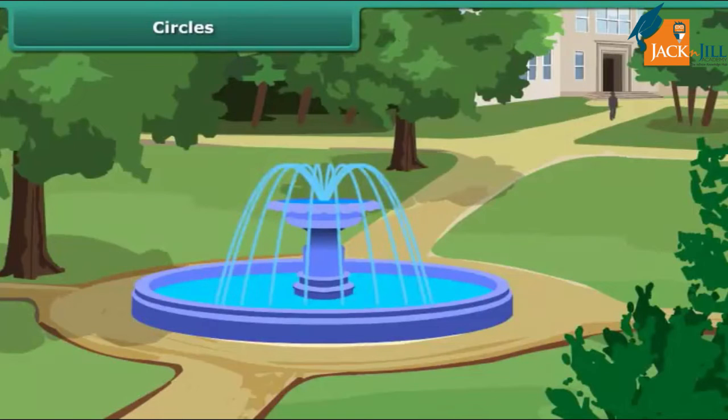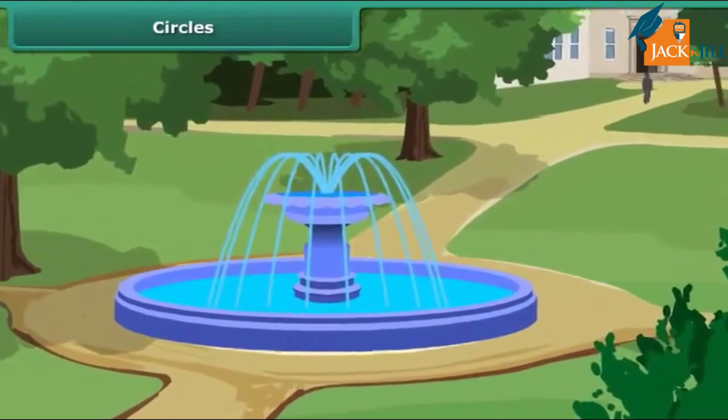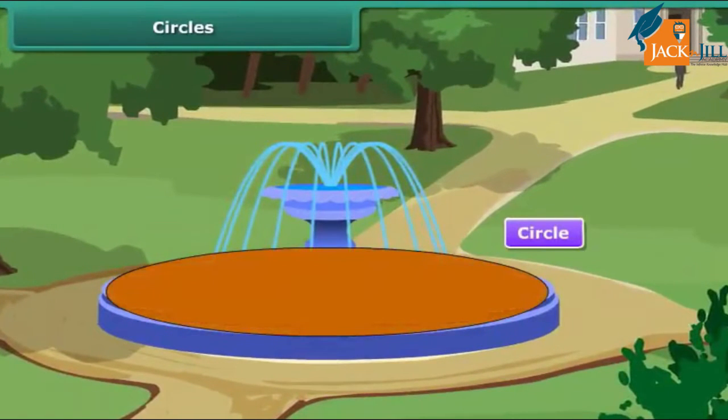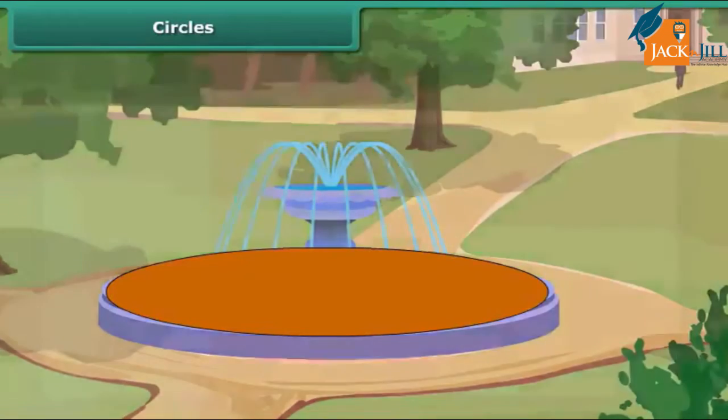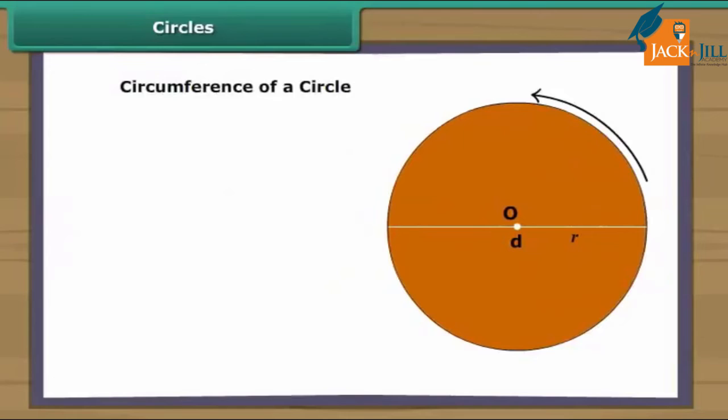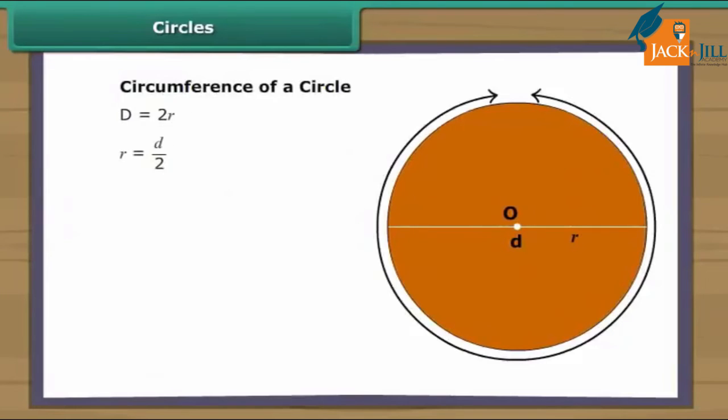Circles. Students, have you noticed the shape of the fountain? The fountain is in the shape of a circle. Can you measure the circumference of the circle? Yes. If you know the radius of the circle, then by using the formula of the circumference of a circle. The circumference of a circle is the distance around a circular region, in other words, the boundary of the circle. The circumference of a circle is the product of a constant called pi and its diameter, or twice the product of pi and the radius of the circle.